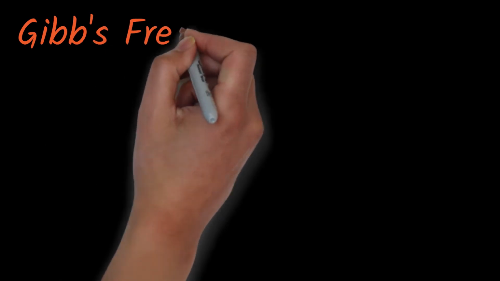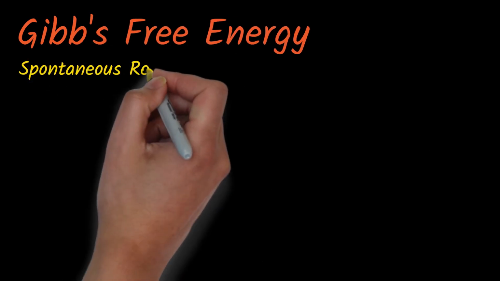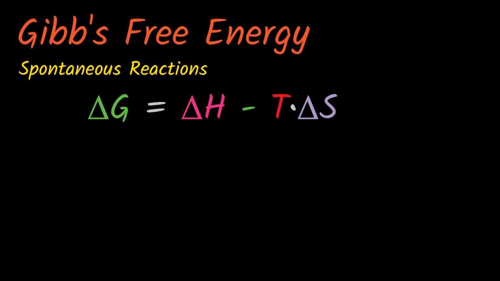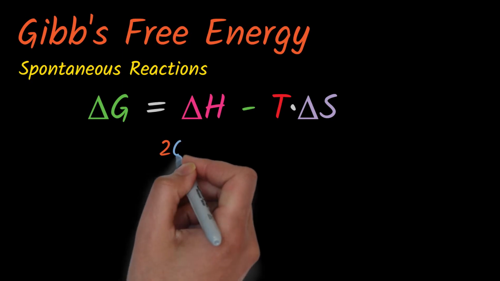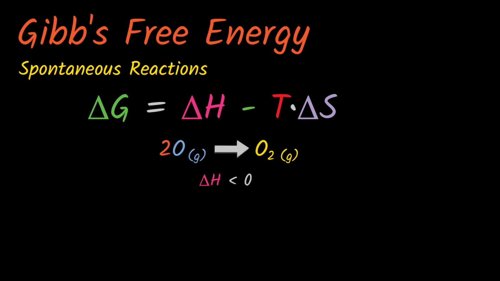We can use Gibbs free energy to determine whether a reaction is spontaneous or non-spontaneous. We can use the equation for Gibbs free energy, where free energy equals the enthalpy change minus the entropy change times the temperature. For this reaction, where two oxygen atoms combine to make O2 gas, we would predict that the enthalpy would be less than zero because we are forming a bond and not breaking any. We also would assume that entropy would go down because we have fewer moles of gas on the product side. Let's do the full calculations now and see what we get.